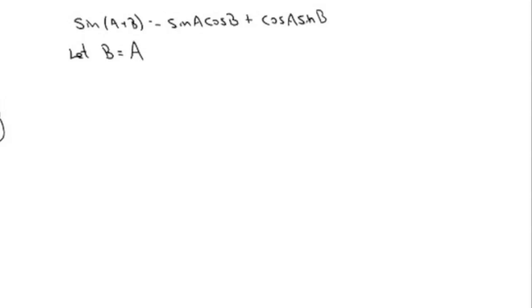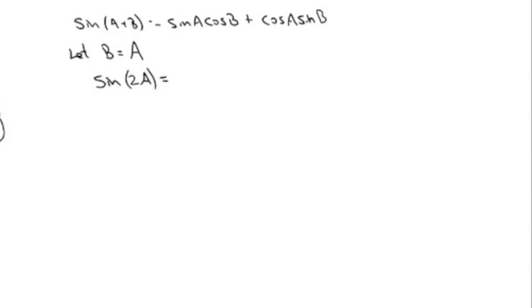What if I had the sine formula, sine of a plus b, equals sine a cosine b plus cosine a sine b? Is that right? Okay. And I let b be the same as a. In other words, change b's into a. So I'm going to come up with sine of 2a, so this becomes sine a cosine a plus cosine a sine a.